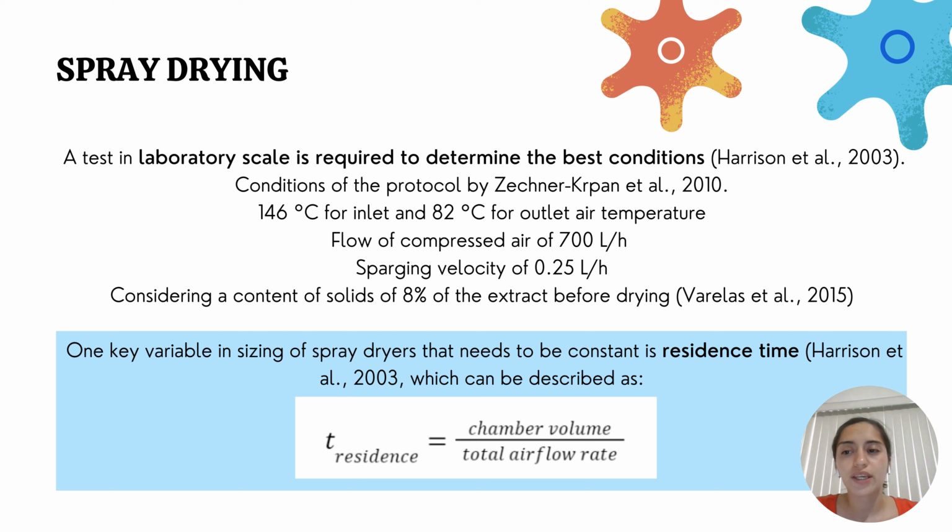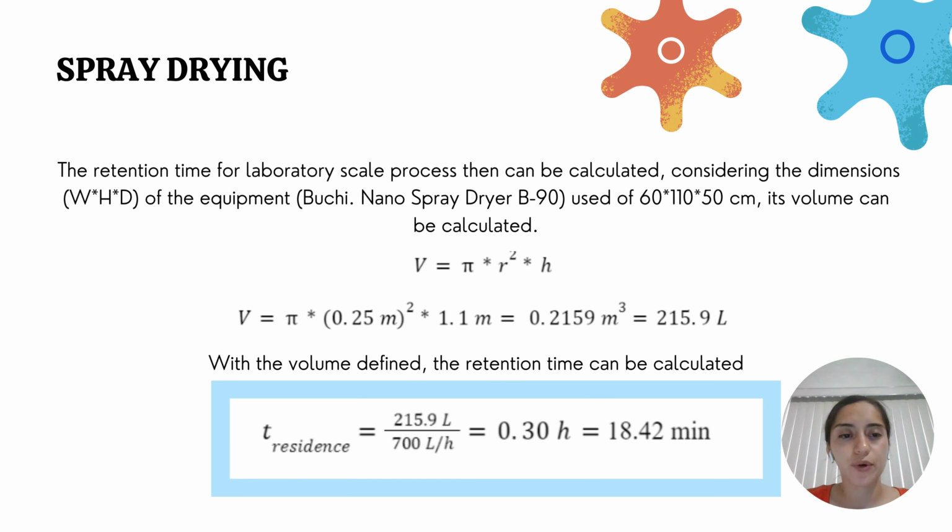drying. One key variable of sizing of spray dryers that needs to be considered is the residence time, which can be described as the chamber volume divided by the total airflow rate. The retention time for the laboratory scale process can be calculated considering the dimensions of the equipment used. So we first calculate the volume, which in this case is 215.9 liters, and with this volume we can calculate the retention time, dividing it by the total airflow rate. In this case, 700 liters per hour.